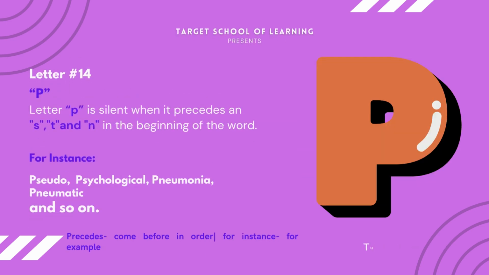Letter P is silent when it precedes an S, T, and N in the beginning of the word. For instance, pseudo, psychological, pneumonia, pneumatic, and so on.